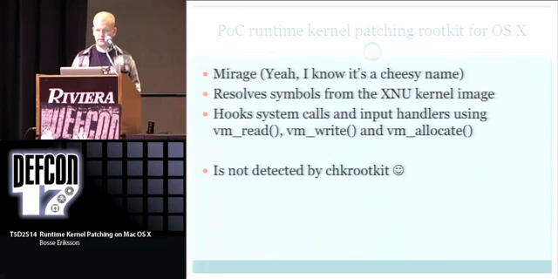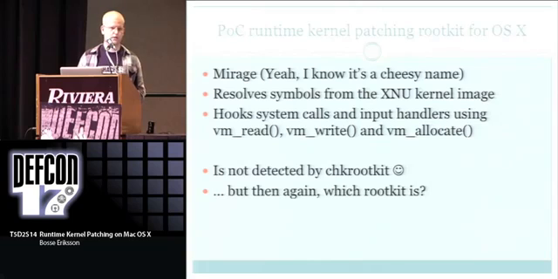I'm going to show you a proof of concept rootkit I threw together for this. It's called Mirage. It's a cheesy name, I know, but it resolves symbols from the XNU kernel and hooks system calls using the named functions. It's not detected by chkrootkit, but I don't know any serious rootkit which is detected by chkrootkit.